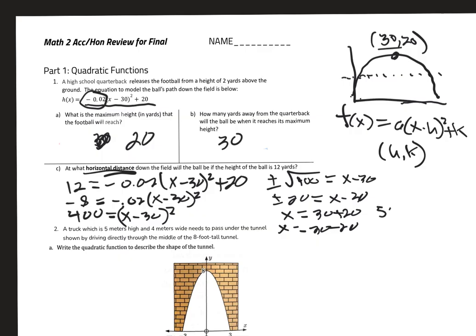So that gives us an x value of 50 and an x value of 10, and that makes sense, because here at our x value of, let's say, 10, we'd be at a height of 12, and here at our x value of 50, we'd also be at a height of 12.